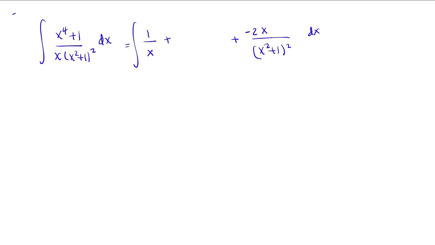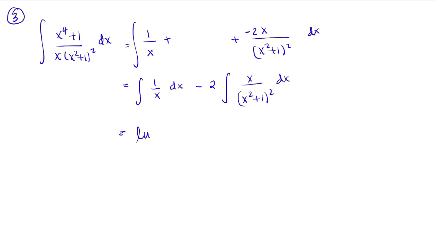So now I'm ready to compute my integrals, right? So this is step 3 where we're computing the integrals. So this is just the integral of 1 over x dx minus 2 times the integral of x over x squared plus 1 squared dx. The first one, we know this is just the natural log of x. And then for the second one, we need u substitution. So let's do it real quick, right?